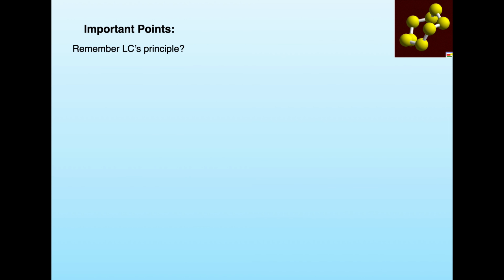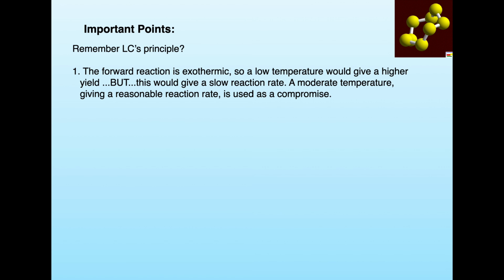Some points about the process. Now, Le Chatelier's principle. The forward reaction is exothermic, so a low temperature would give a higher yield, but that would give a slow reaction rate. So we use a moderate temperature to give a reasonable reaction rate, which is a compromise temperature.